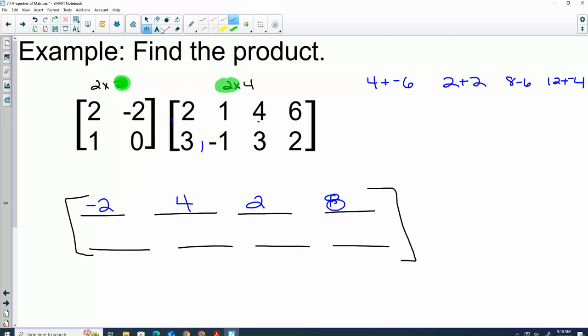Do your second row. Times the first column. So 2 times 1 is 2, 0 times 3 is 0, and we get 2. Next column, 1 times 1 is 1, 0 times -1 is 0, so we just get 1. 1 times 4 is 4, 0 times 3 is 0, so we get 4. 1 times 6 is 6, 0 times 2 is 0, and we get 6.